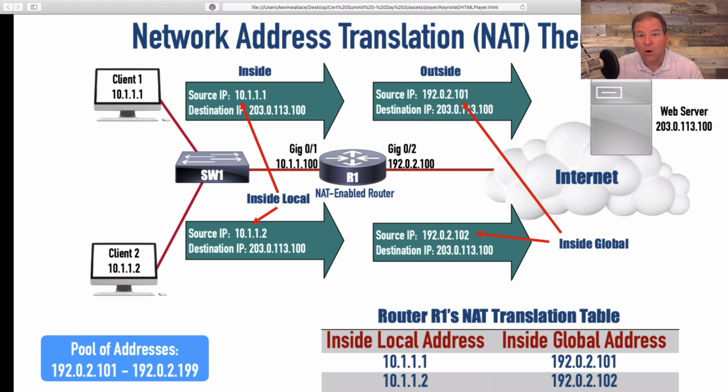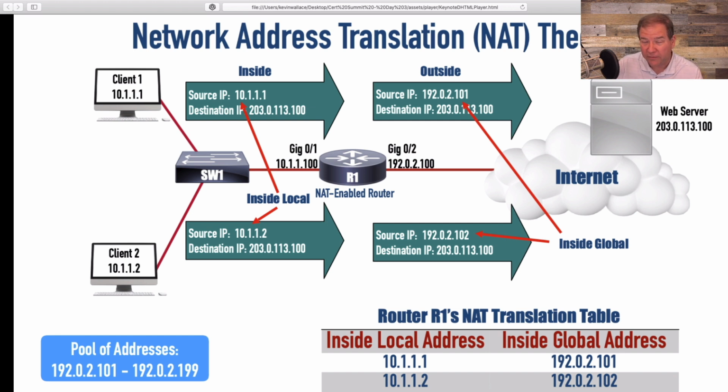Even after R1 translates 10.1.1.1 into 192.0.2.101, it's still talking about a device on the inside of our network. It's still talking about client 1. So it's still an inside address. But now it happens to be a globally routable address. That makes it an inside global address. That is a key point that trips up so many people. Please get that.